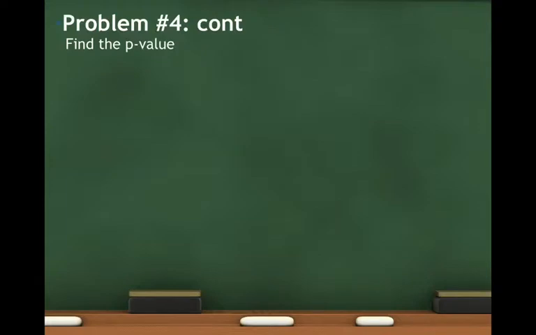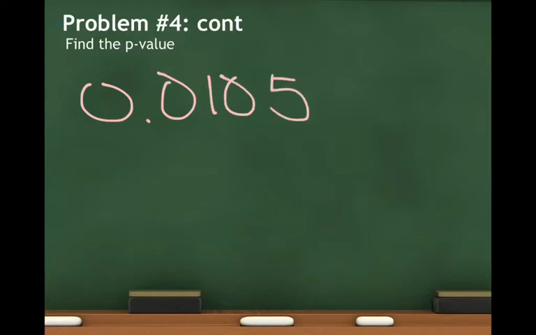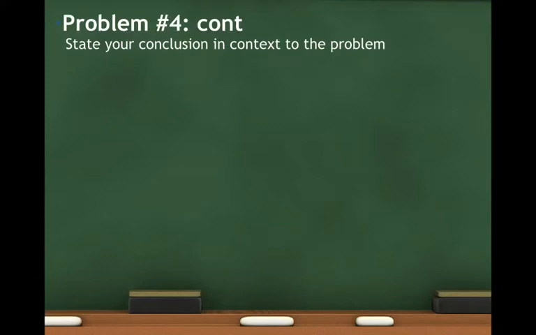When you go to your calculator and find your p-value, it should come out as 0.0105. You want to make sure you can find your p-value on your calculator. Based on your p-value of 0.0105, do you reject or fail to reject the null hypothesis? Our p-value is less than 0.05, and so we reject the null hypothesis.